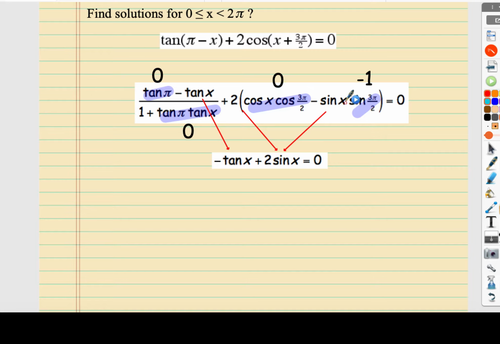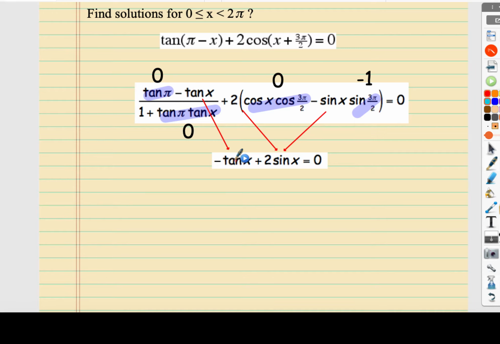So that's a positive sine of x times 2. And in the first part here, the tangent of pi is 0. So this entire problem on the bottom turns to 0. And basically we get a negative tangent of x over 1 plus 0, or basically just negative tangent of x.